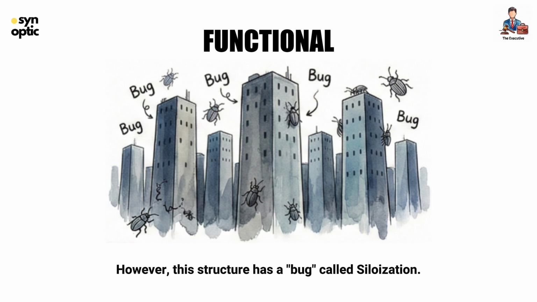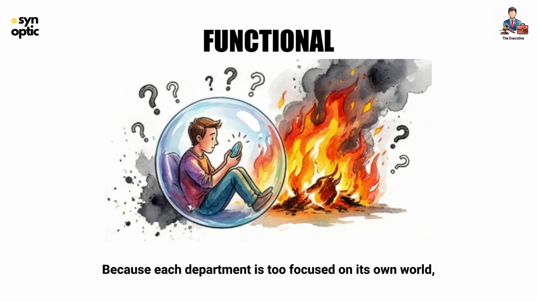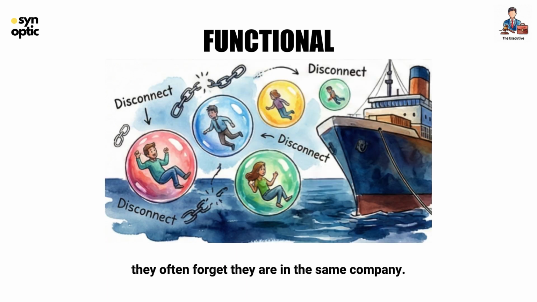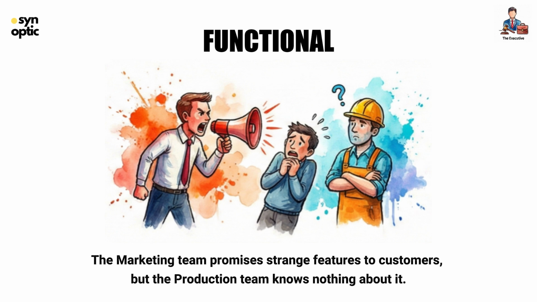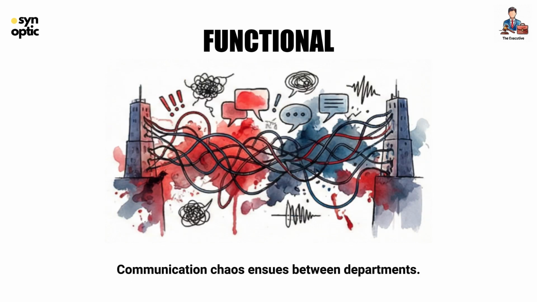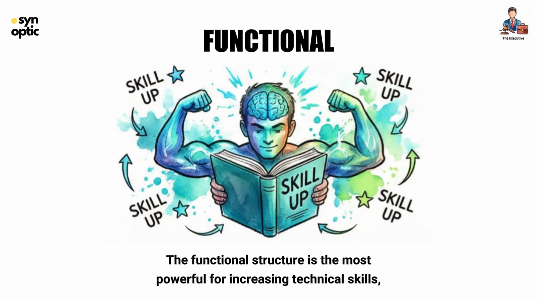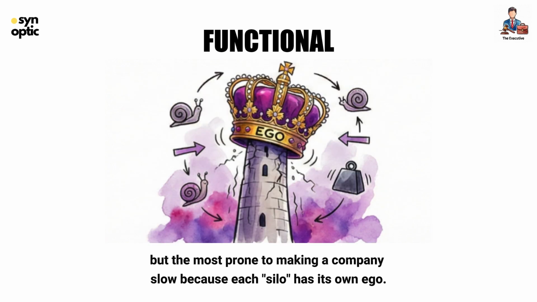However, this structure has a bug called siloization. Because each department is too focused on its own world, they often forget they're in the same company. The marketing team promises strange features to customers, but the production team knows nothing about it. Communication chaos ensues between departments. The functional structure is the most powerful for increasing technical skills, but the most prone to making a company slow because each silo has its own ego.